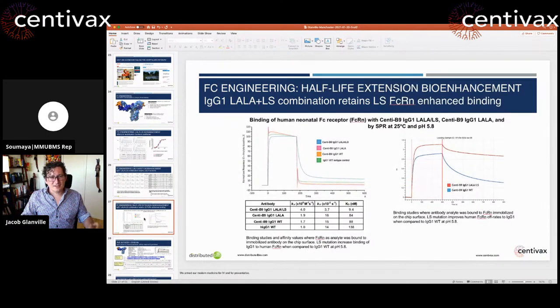More receipts. Again, in the interest of time, I'll skip it. The purpose here is to show, again, that the LALA mutations and the half-life extension mutations are both working independently. They're cooperating together on the molecule, and we've demonstrated all of this.